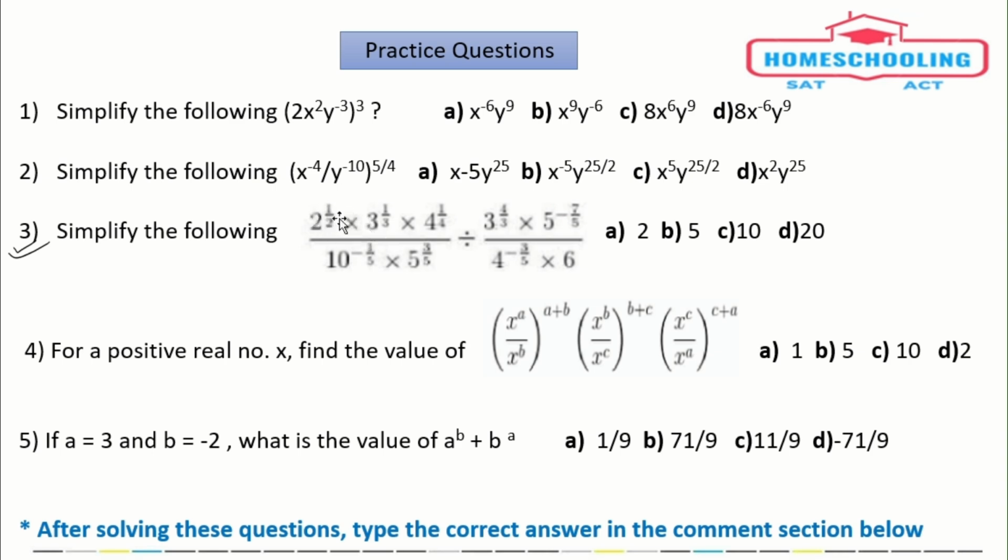I don't know if these exponents are visible to you or not, so let me repeat all those exponents. This is 1 by 2, this is 1 by 3, this is 1 by 4, this is minus 1 by 5, this one is 3 by 5, this one is 4 by 3, this one is minus 7 by 5, this one is minus 3 by 5. So these are your exponents. So do try all these 5 questions.